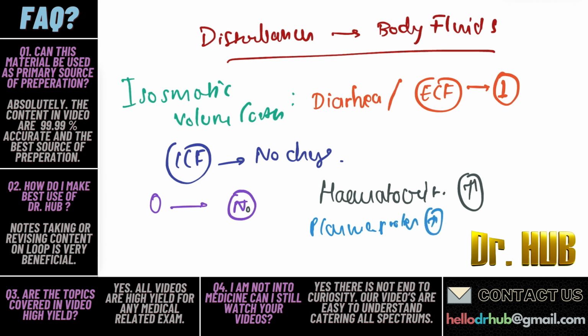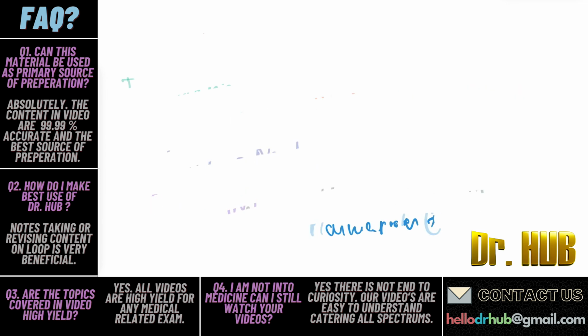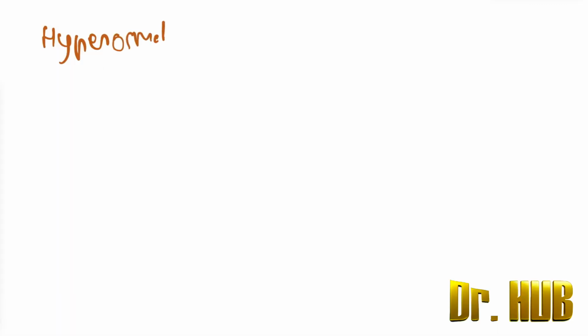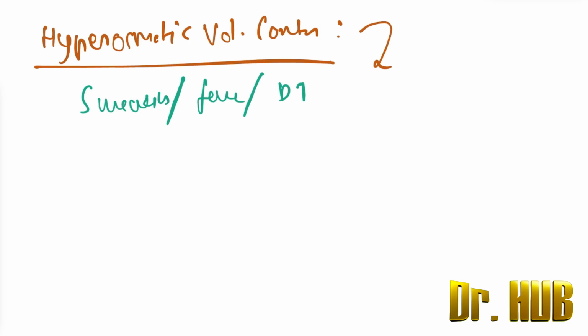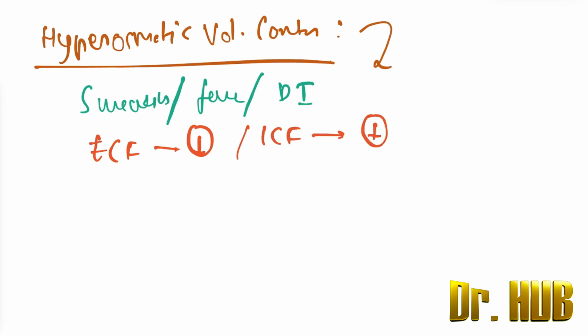Next, we look at the hyperosmotic volume contraction. Here the examples are sweating, the presence of fever, as well as diabetes insipidus. So how is the ECF volume here? The ECF is going to be reduced, and the ICF is also going to be reduced.